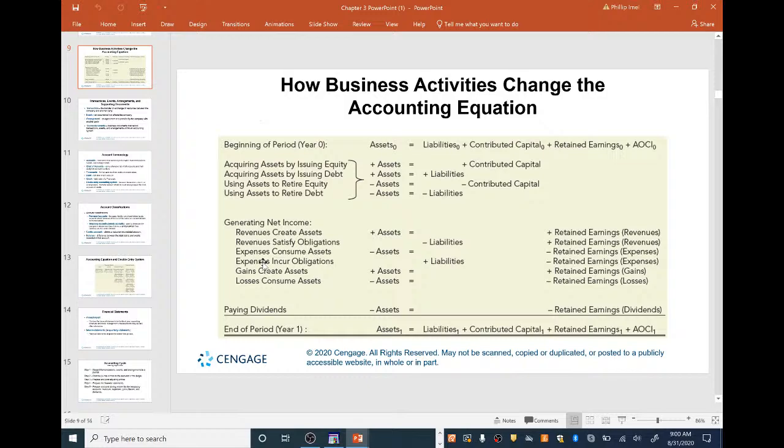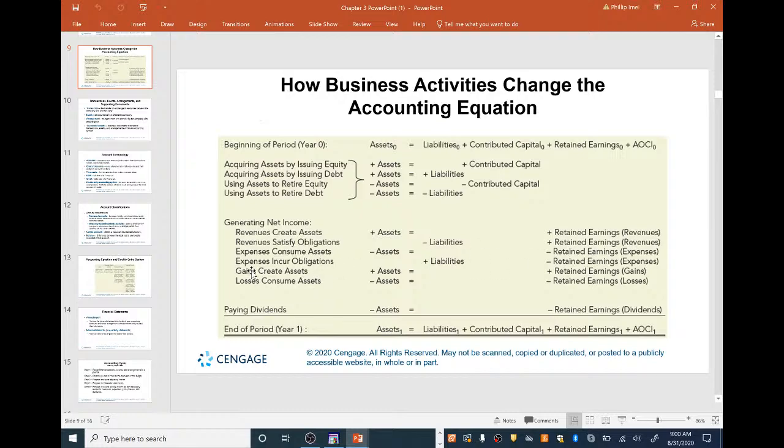Okay, what if expenses consume assets? So now we've incurred expenses that have consumed assets. Okay. So obviously assets are being consumed, so they're going to decrease here. And obviously expenses are going to reduce your net income. And if net income is reduced, retained earnings will be reduced. So expenses reduce retained earnings.